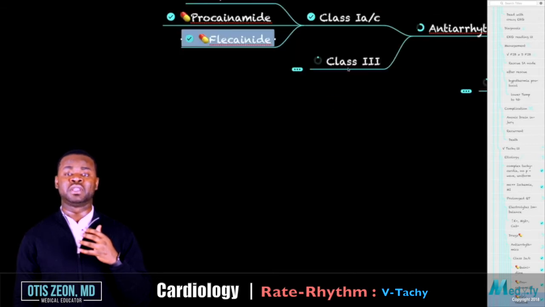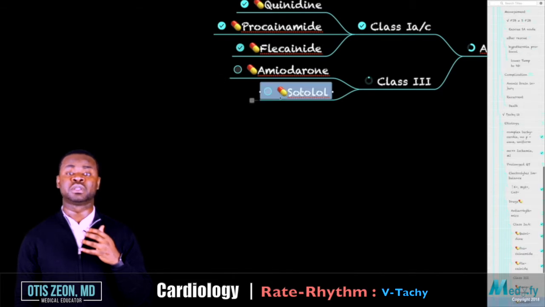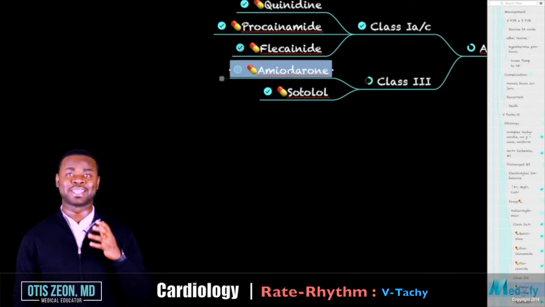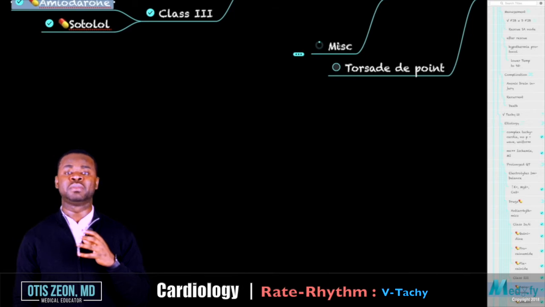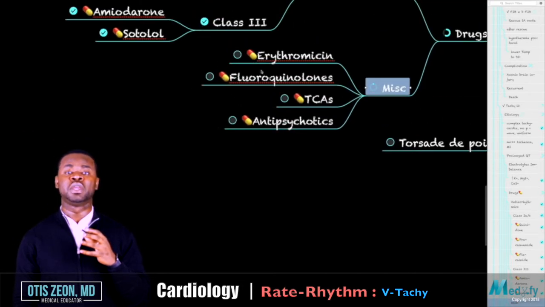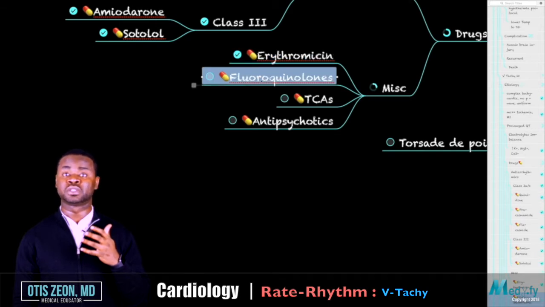Then you have class 3. The most common class 3 drugs are sotalol, which is a beta blocker, but it's part of the class 3 category, and amiodarone. That is the gold standard and like the holy grail of antiarrhythmics. Then you have some miscellaneous things that may cause prolonged QT syndrome. You have erythromycin, which is an antibiotic, can cause it. You have fluoroquinolone drugs, like the fluoxetines and such. They may also cause this.